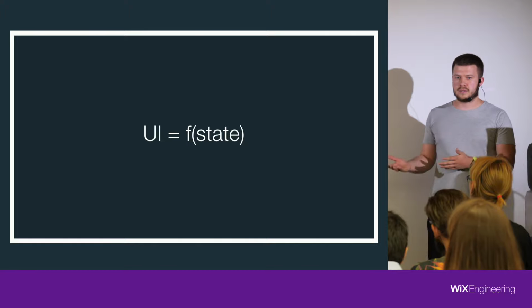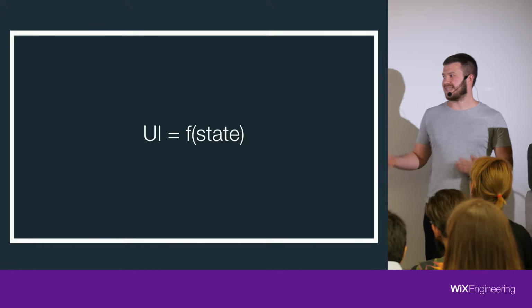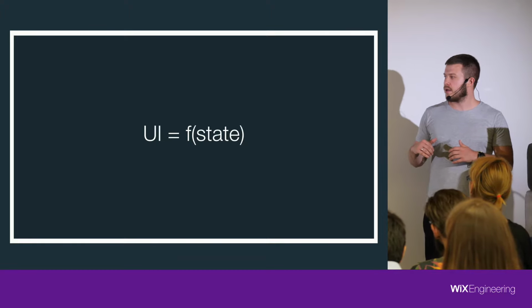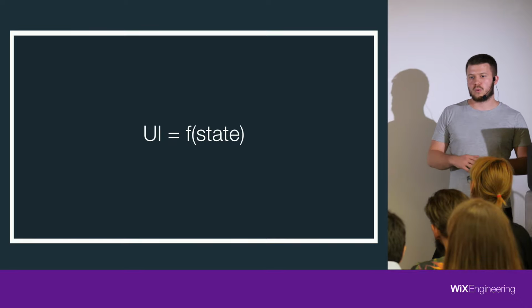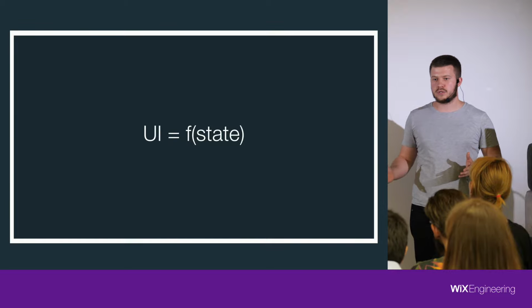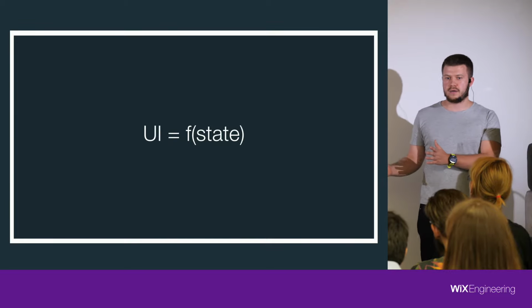We just want to render it. So we just want to give a state. So it's your data. We want to render a tree of UI. So it's a list, for example. And we want to return a rendered UI.